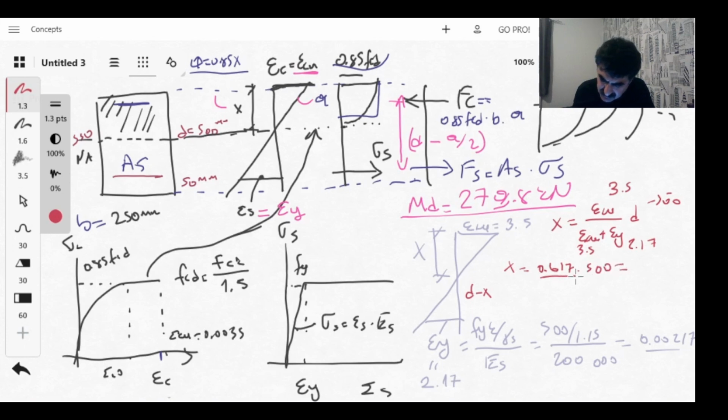Okay, so remember this value. Your code says it shouldn't be over 0.4, something like this. So I am going to calculate this as well: 308.6 millimeters. So this is x. From x I can calculate a. a is 0.8x, which is equal to 246.9 millimeters. Okay, so now I can calculate the balance moment. I am going to delete this part for this one.